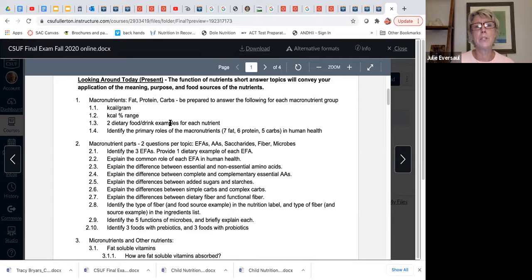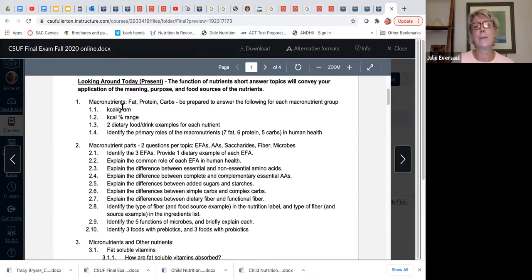But the topics that you have is initially looking at the construct of macronutrients for your fat, protein, and carbs. You need to be able to identify how many calories per gram there are for fat, for protein, and for carbs. This is important, folks, because part of this is understanding the energy density or nutrient density of foods in our diet when you know what the caloric is.